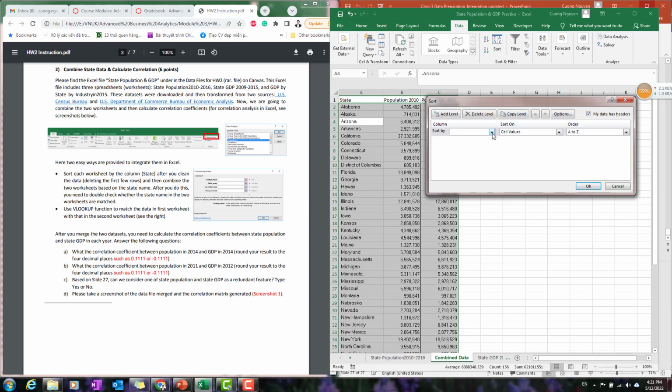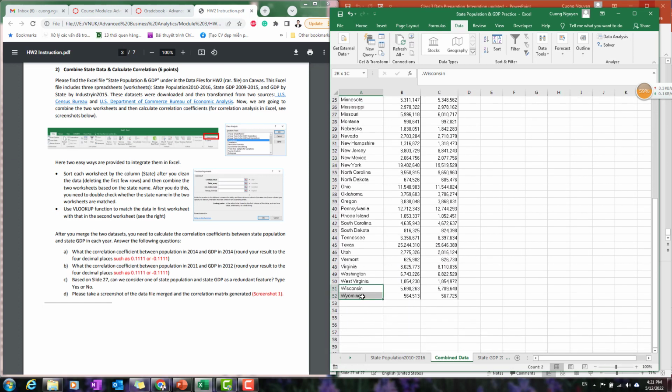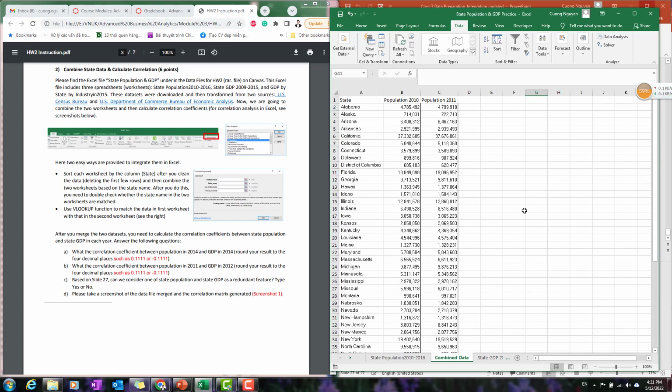I just base this on what we're going to do. Okay, the state name, from A to Z. This means in the order of the alphabet. And the data has been sorted from A and then C, and D, and other letters ending with W. That looks good. Okay.